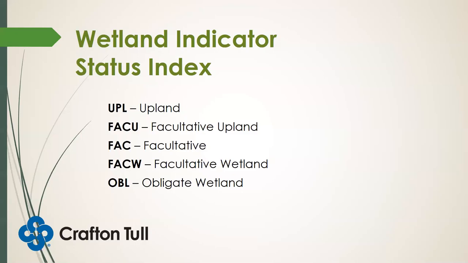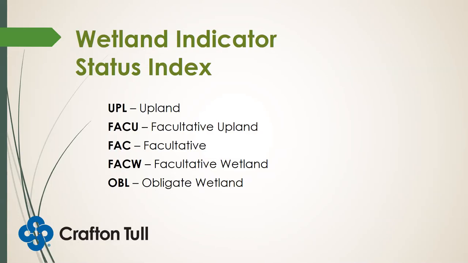On the other end of the spectrum are OBL, or obligate wetland plants. These are going to be the ones that really like having wet roots. These are going to be your buttonbush, your cattails, a lot of the plants that we typically associate with swamps and wetland type areas. In the middle there is facultative, FAC. These plants are going to like moderately dry to moderately wet conditions. And then in between each of those, you have facultative wet and facultative upland, and these are going to be kind of the halfway points in between facultative and the upland and obligate statuses.